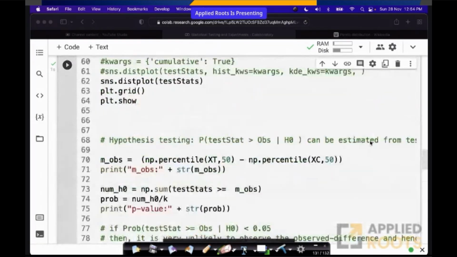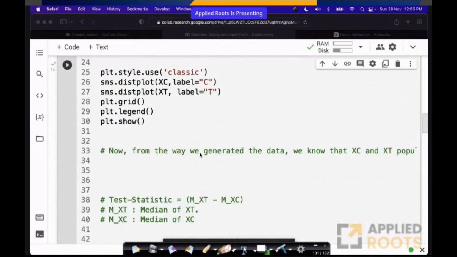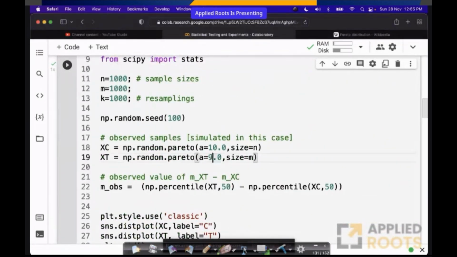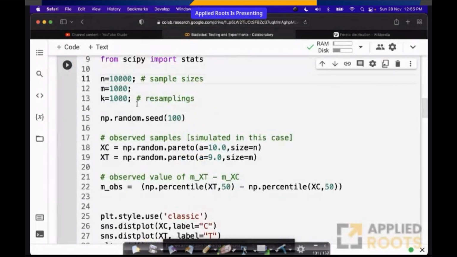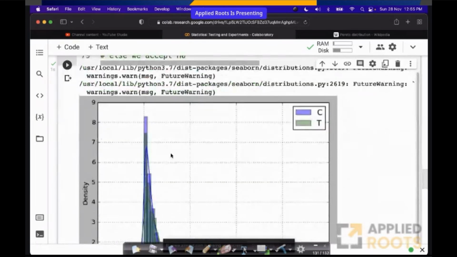Again, I want you to explore and play around with these. Change the distribution slightly. So let's say I leave it to this. One sample is 10,000, other sample is 1,000, and k is small. Again, these distributions are very, very close. So let me increase the gap between the distributions slightly: 10 and 8 instead of 10 and 9. 10 and 9 are very close, especially in the Pareto space.